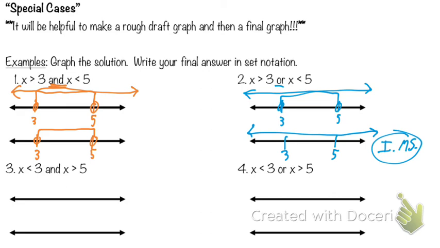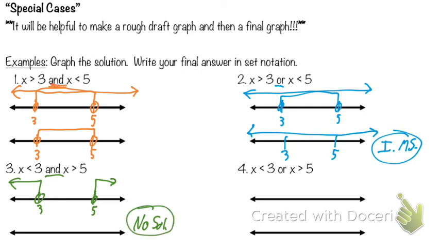Number 3 special case, we have x is less than 3 and x is greater than 5. So we flipped the inequality symbols from what we did before, from 1 and 2, and we have "and" again. So we have 3, we have 5, open circles at both. x is less than 3, that's going to be the numbers to the left. x is greater than 5, those are going to be the numbers to the right. Now wait, this is an "and" graph, and they're going away from each other. But we're looking for the overlap. So we ask ourselves, is there any overlap here? And the answer is no. There is no overlap here, so there is no solution to this one.